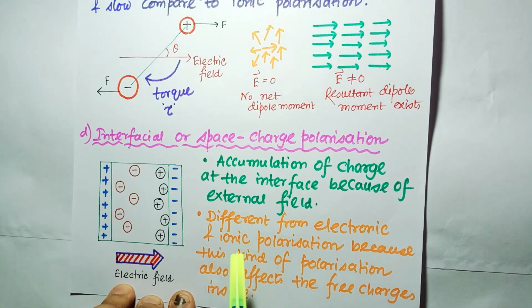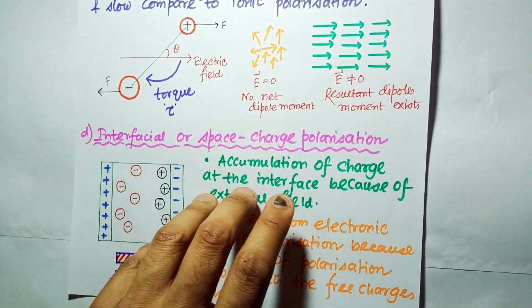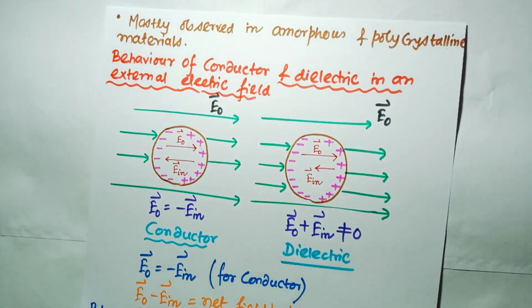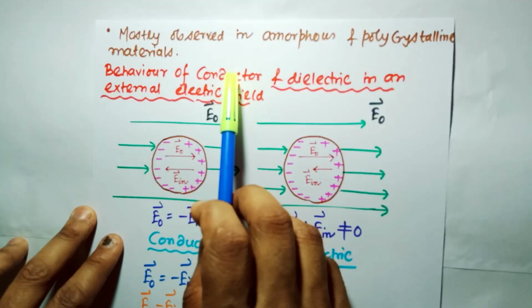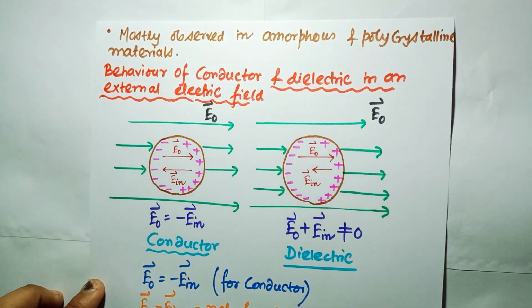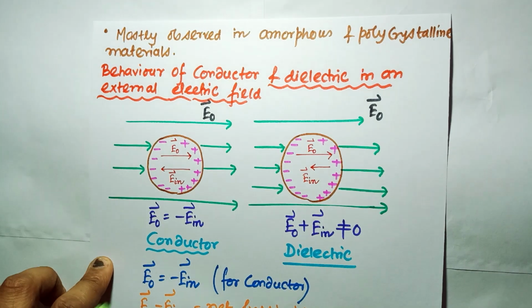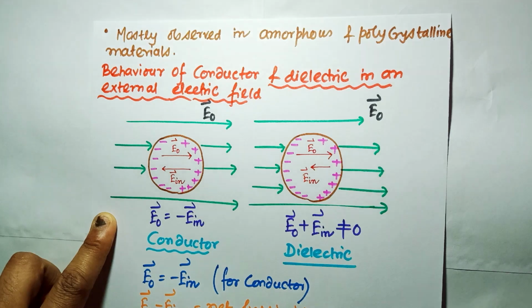Remember that it is also different from electronic and ionic polarization, because this kind of polarization also affects the free charges inside, as we have already discussed. Interfacial and space charge polarization is mostly observed in amorphous and polycrystalline materials. We can already understand that due to the presence of the electric field, there will be a charge imbalance due to the dielectric material's insulating properties. The mobile charges like the free electrons in the dielectric will migrate to maintain the charge neutrality, causing the interfacial polarization.